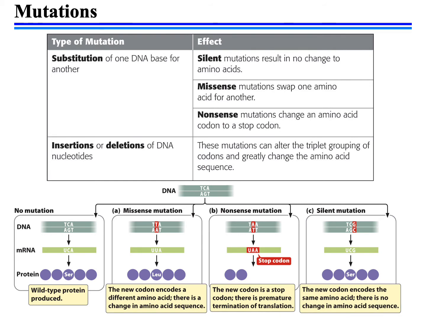And lastly, a substitution can be categorized as a nonsense mutation. A nonsense mutation is where the codon has been altered to become a stop codon. This is considered nonsense because what happens during protein synthesis is a premature termination of the process, because the original codon has now been changed to a stop codon and protein synthesis stops.